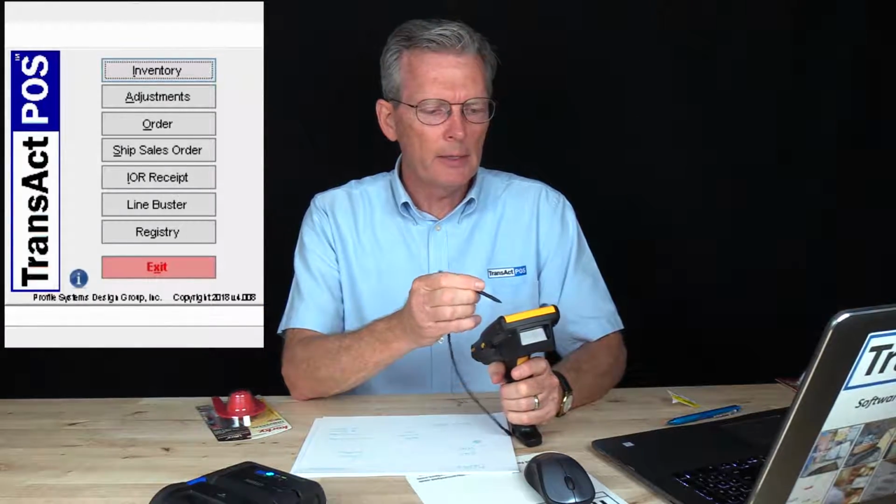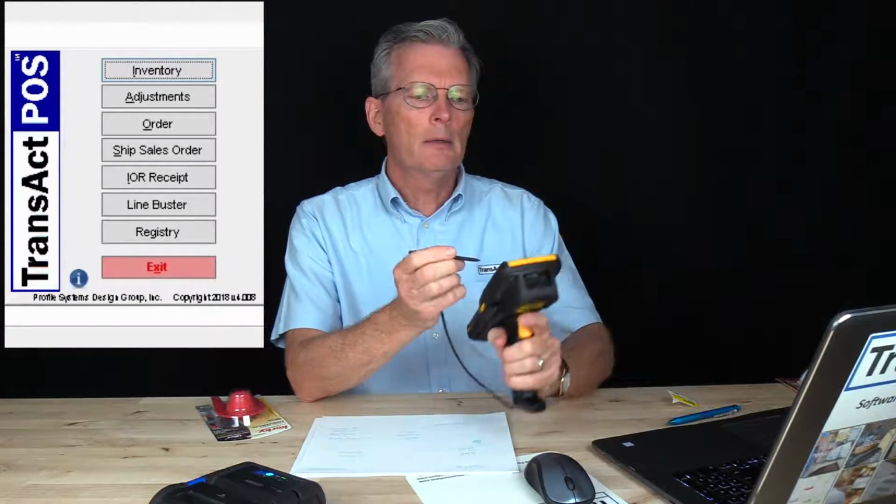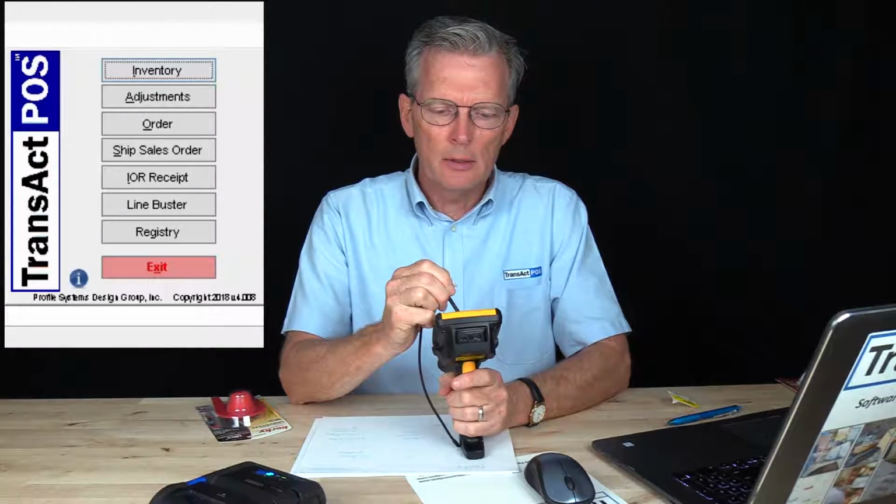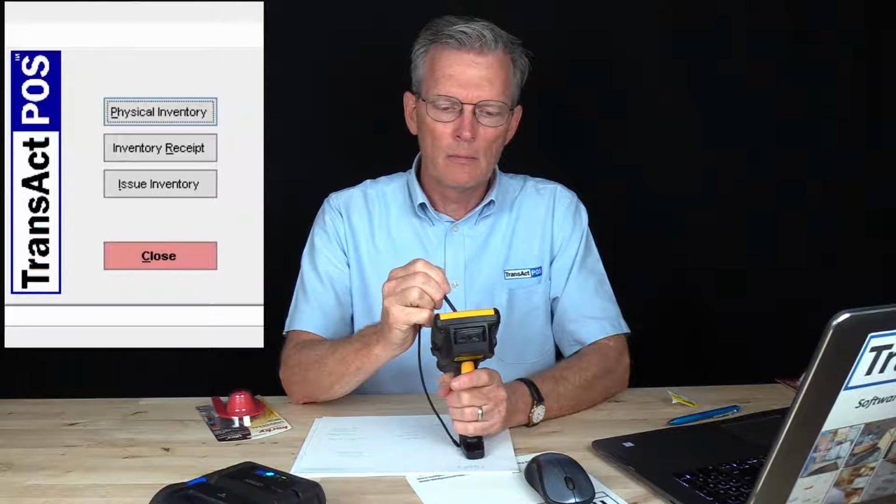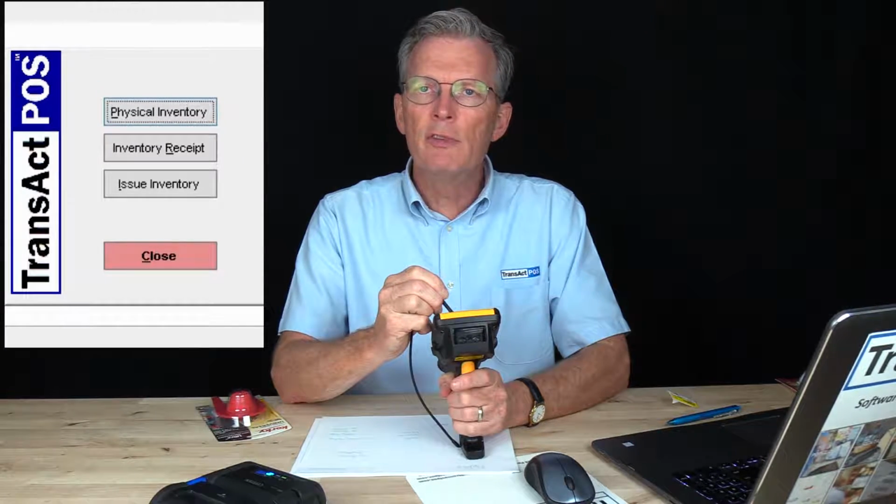Next, we'll go to the wireless device itself. You'll go in the TransActPDA or handheld device. Once you get logged on, you'll select Adjustments. You'll select Physical Inventory. Enter in your user ID and select OK.